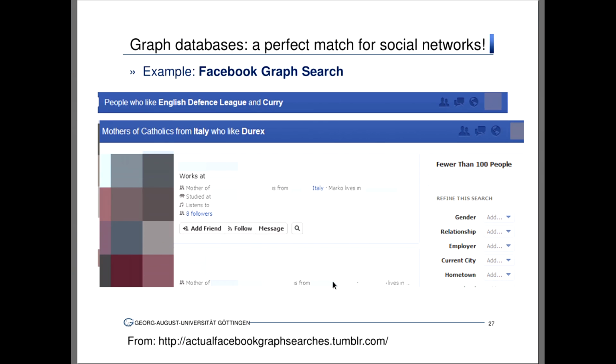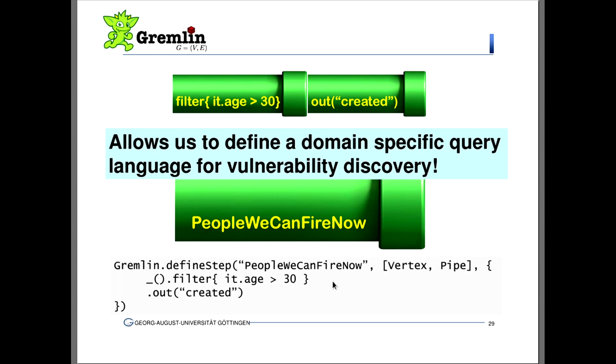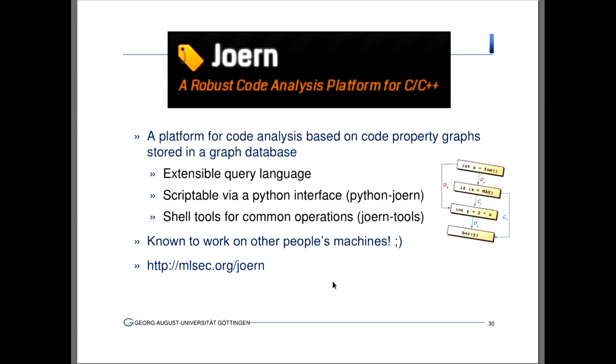But the amazing thing is, you can store other useful things in graph databases, right? And the code property graph, by definition, really, is a property graph, right? So you can store it in a graph database. And now, we can use this trick here, taking walks in this graph and giving them a name to define a domain-specific query language for vulnerability discovery. That's the idea. And we did all this and made it open source so you can play with it.